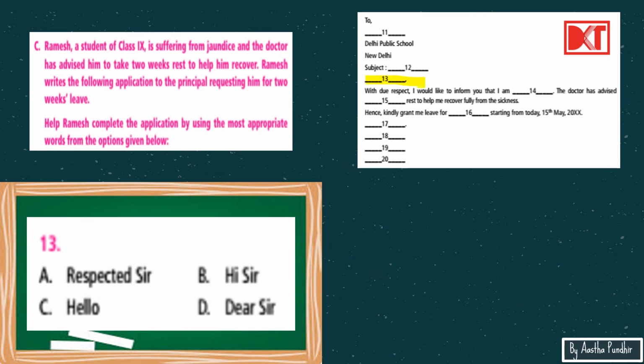Okay, here we have blank number 13. So here we write a salutation or greeting. Respected sir, hi sir, hello, dear sir. Now assuming the principal is a male, although it's not given, but I guess they've assumed that the principal is male. And since we are writing it in a formal tone, we write respected sir. If it were female, you would have written respected ma'am.